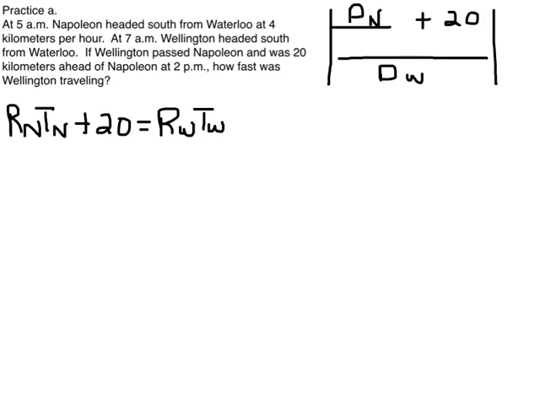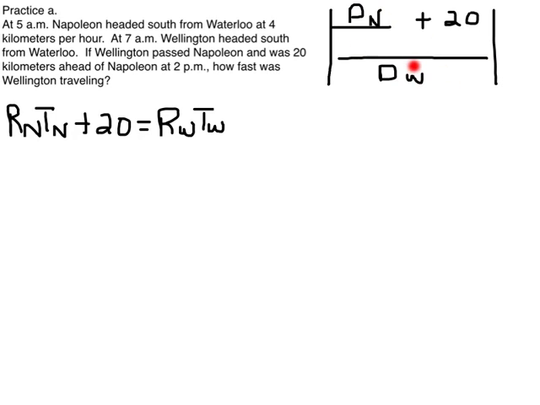At 5 a.m., Napoleon headed south from Waterloo at 4 kilometers per hour. At 7 a.m., Wellington headed south from Waterloo, same starting point. If Wellington passed Napoleon and was 20 kilometers ahead at 2 p.m., how fast was Wellington traveling? So we're going to be looking for Wellington's rate, the rate of Wellington.